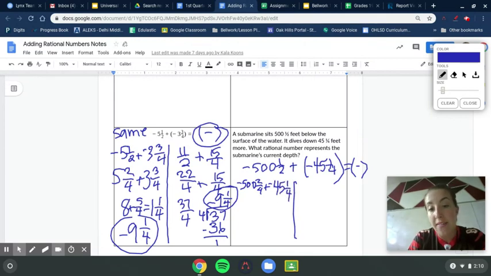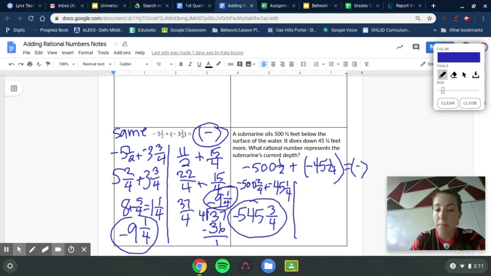Okay, so since they have the same sign, I'm going to add them together. So when I add them together, I get 545 3/4, and then my answer is a negative. So my answer is negative 545 3/4.